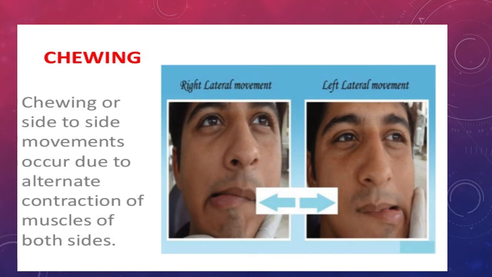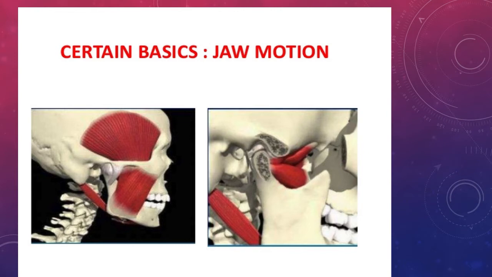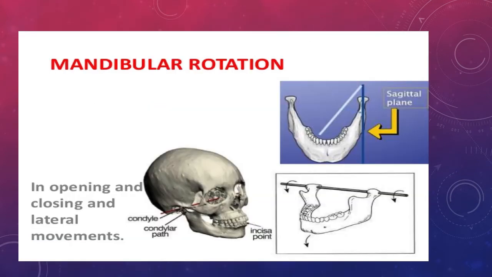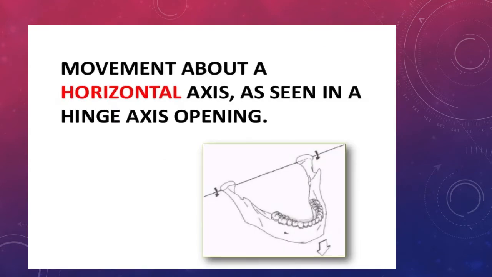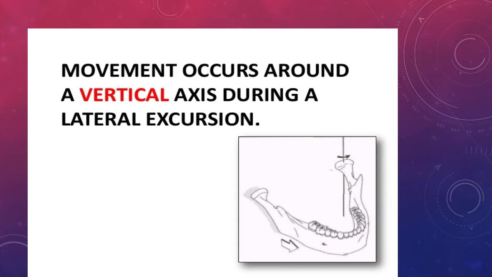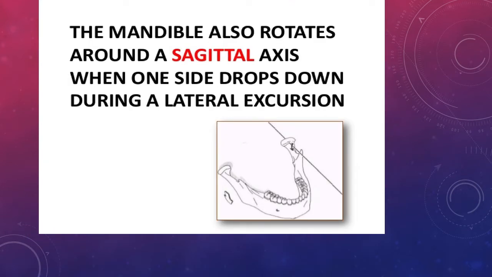Left and right movement. Basic jaw motion. You can look at these photos. Mandibular rotations in opening and closing and lateral movements. You can look at this photo of the condylar path and incisor point. Axis of mandibular rotation: rotation occurs around three axes, transverse, vertical, and sagittal, that move constantly during normal jaw function. Movement about the horizontal axis is seen in hinge axis opening. Movement occurs around a vertical axis during a lateral excursion. The mandible also rotates around the sagittal axis when one side drops down during a lateral excursion.